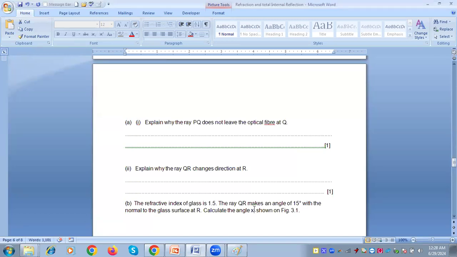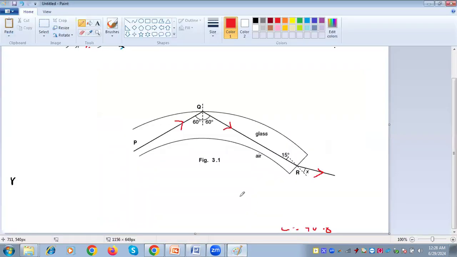Refractive index is 1.5. 15 degrees is the angle with the normal. Angle X is to be calculated. So how will you calculate angle X? Up till now, the questions which we have solved are related to 5054, that is O levels.